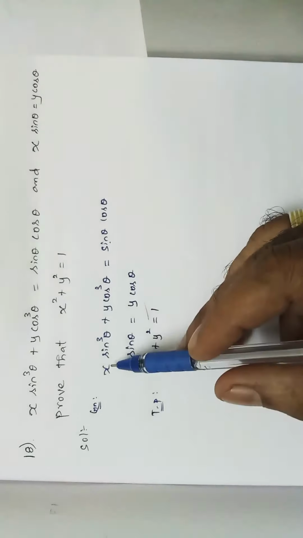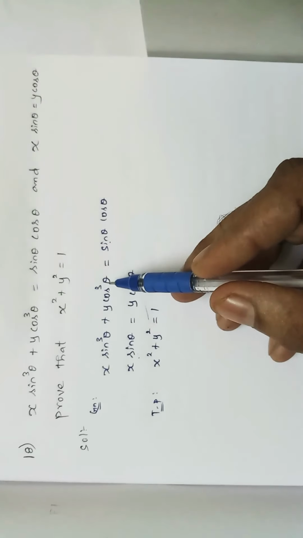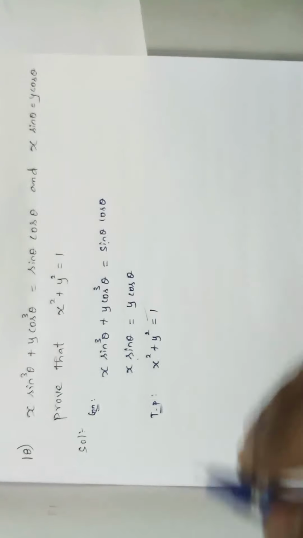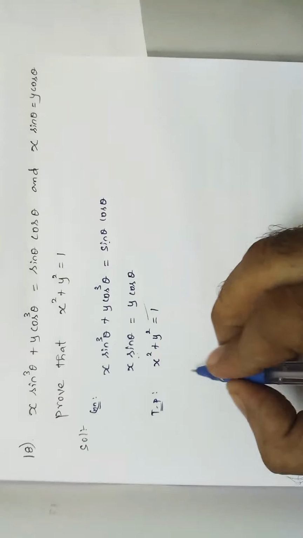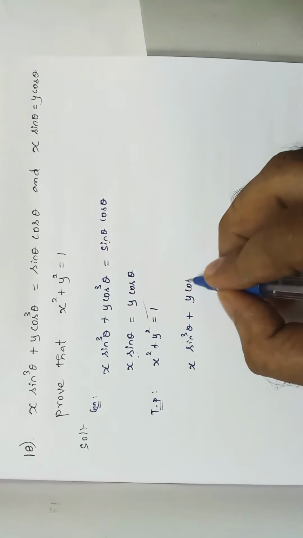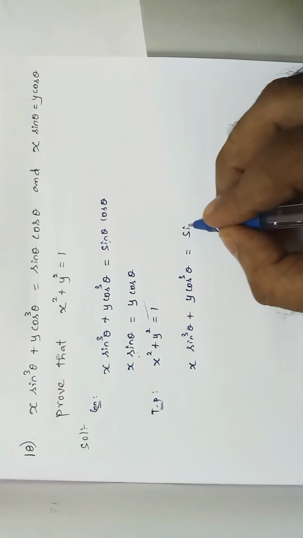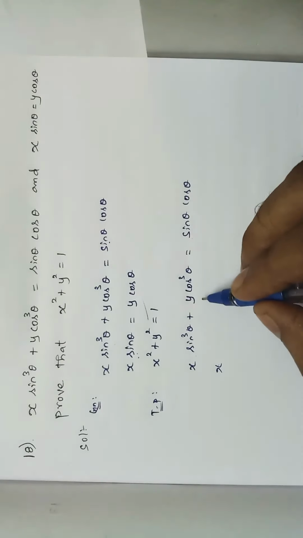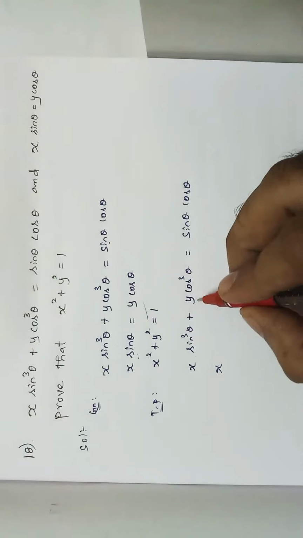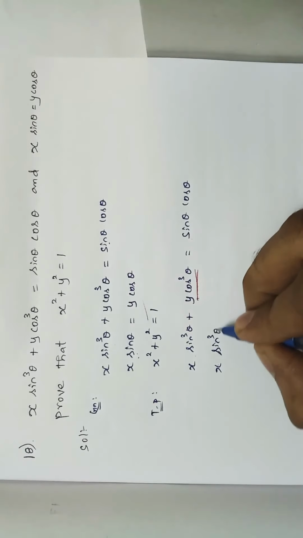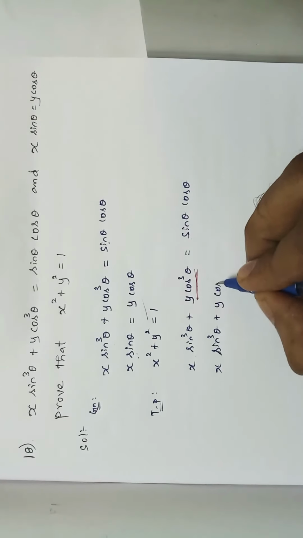So first I am going to find the value of x. So I am just going to convert this y in terms of x. How I am converting, just see. Just write that x sine cube theta plus y cos cube theta is equal to sine theta into cos theta, right? I'm just going to expand this second term. So it is nothing but x sine cube theta plus y cos theta, right?